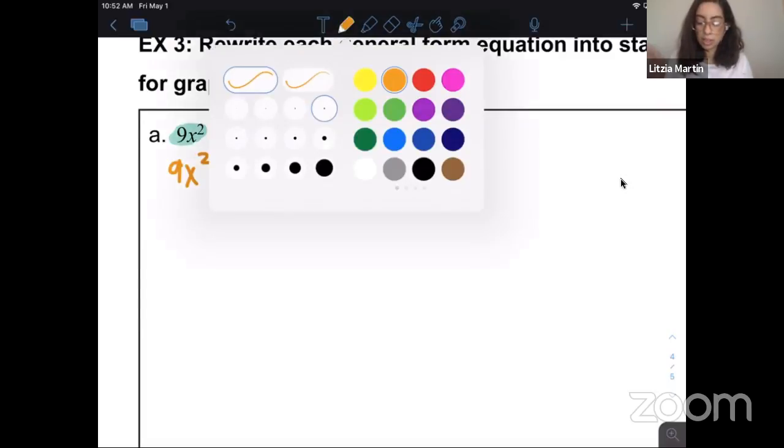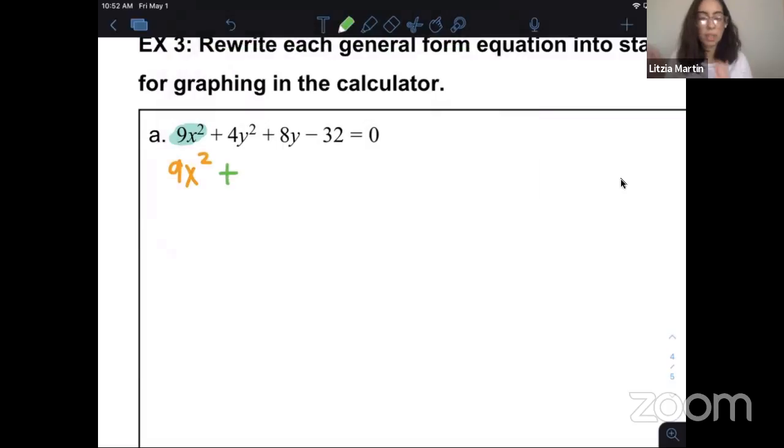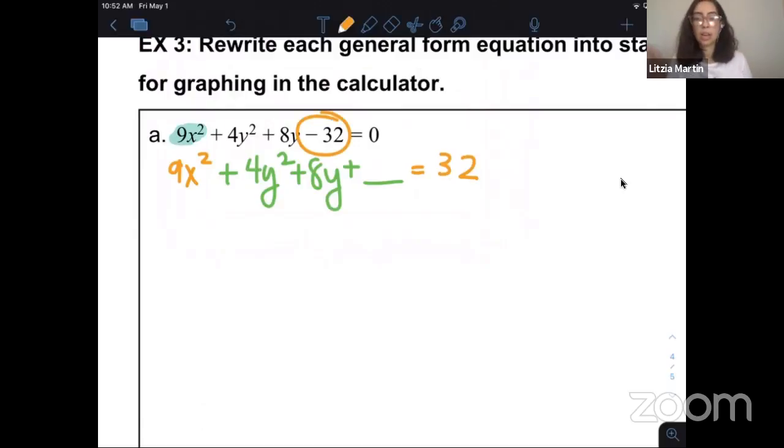And then next is our y terms. So 4y squared plus 8y. And then I'm going to leave a little bit of space here. That 32, I'm going to add it over to the other side.